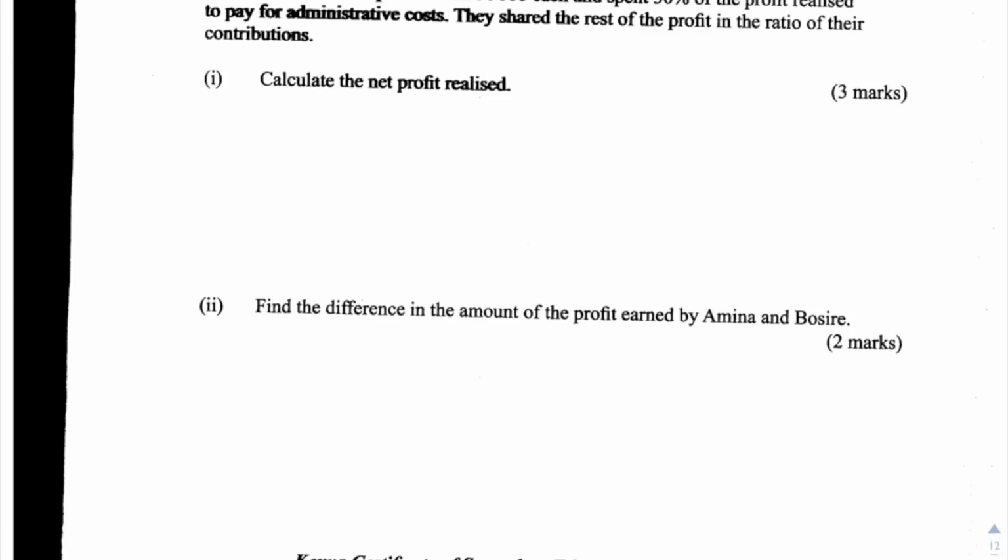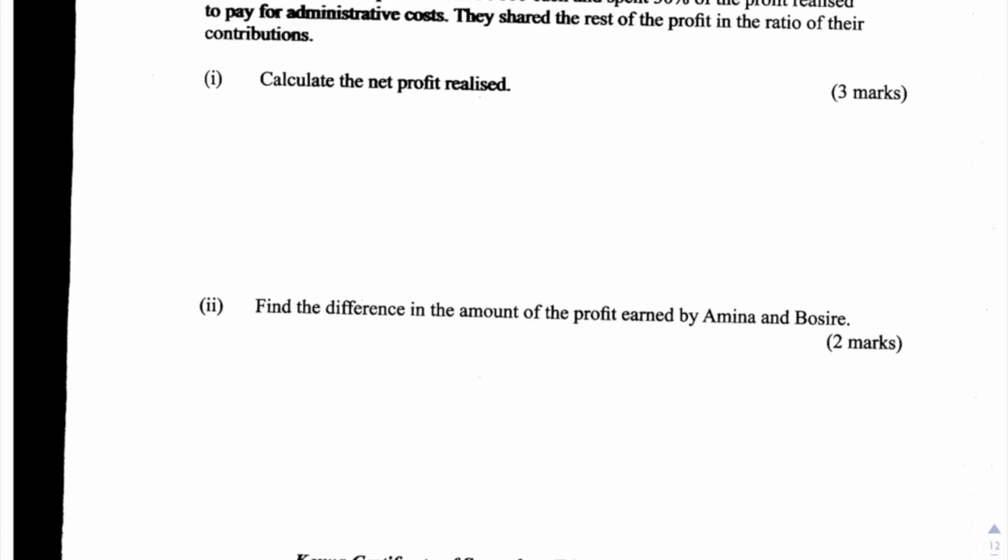So we're now on to section B of question 17 of the 2015 KCSE Maths Paper 1. The question reads, the partners sold the plots at 50,000 shillings each and spent 30% of the profit realised to pay for administrative costs. They shared the rest of the profit in the ratio of their contributions. Calculate the net profit realised.